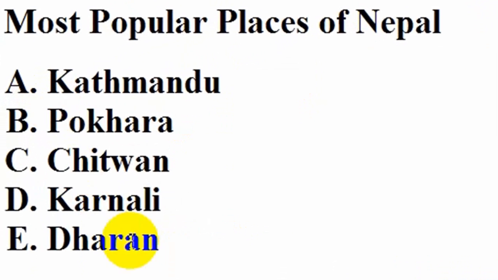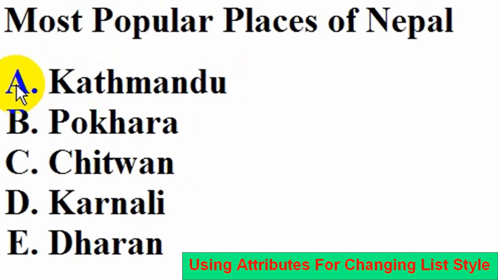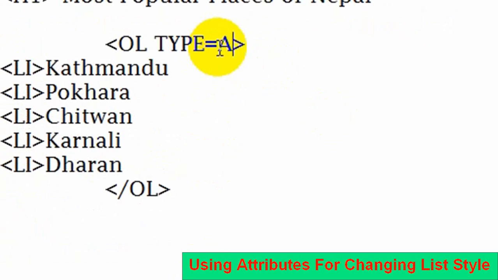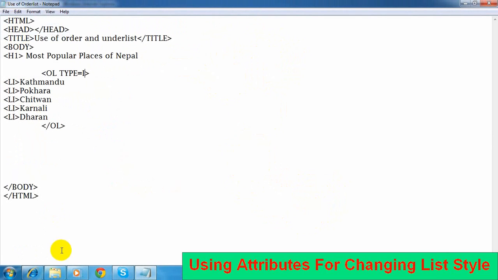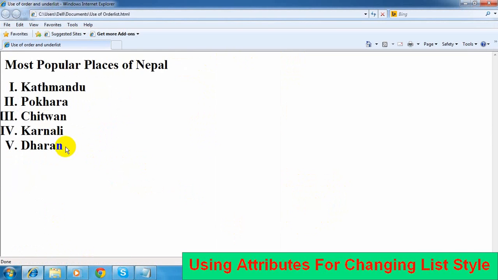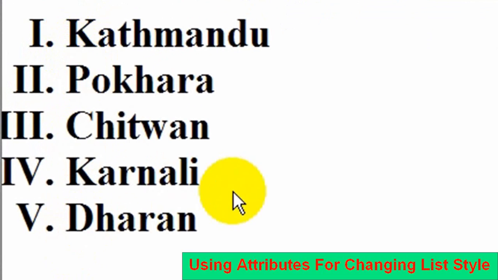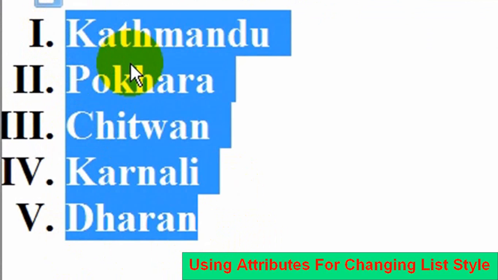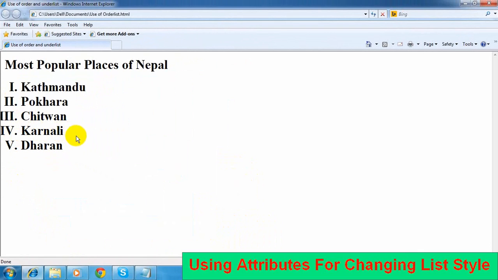What is here? You can see the listed items are in capital A, B, C, D, E format. It means if you type capital A in the attribute, you can list out items in capital A, B, C, D, E continuously. Similarly, if you type capital I in the ordered list type, what happens? Let's see. Go to the file menu, save it, go to the browser, just refresh it. You can see the items are being listed in Roman numerals.